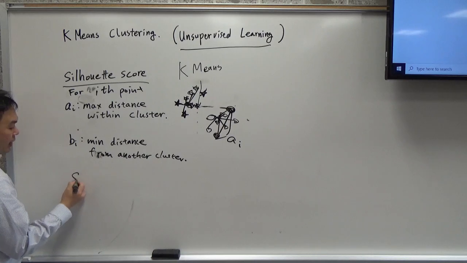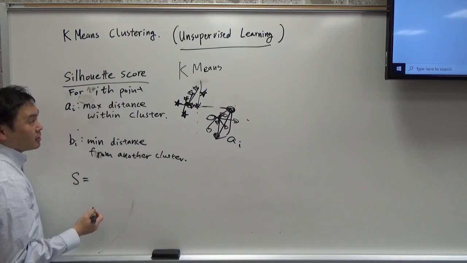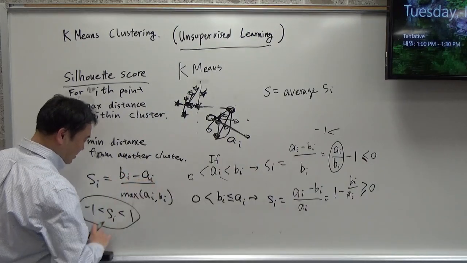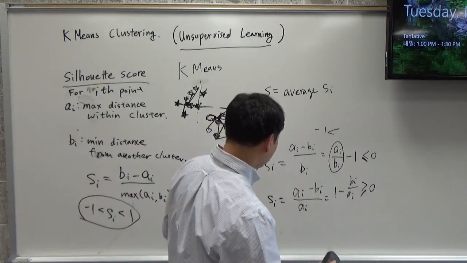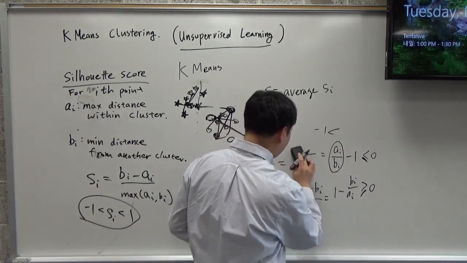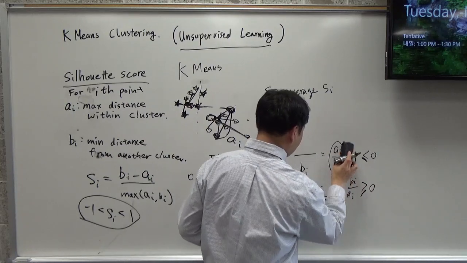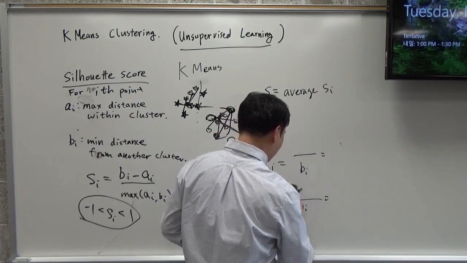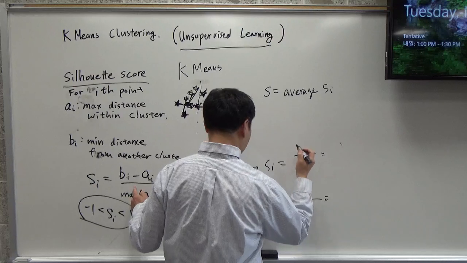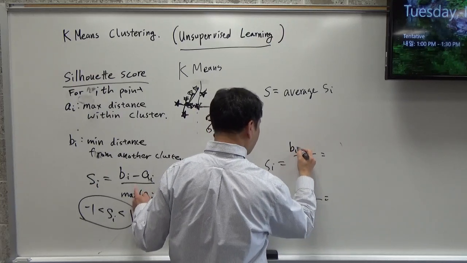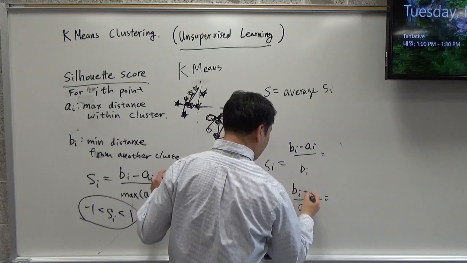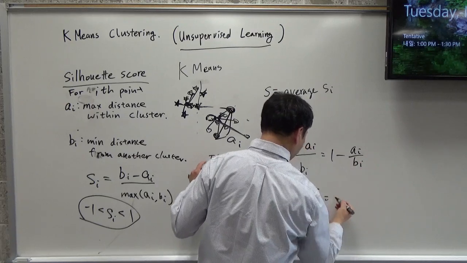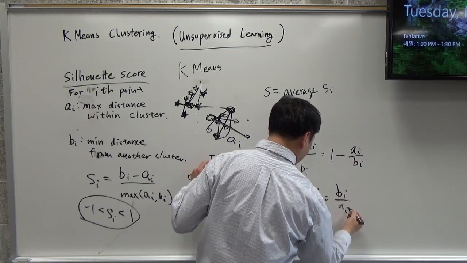And then the silhouette score s is defined as, in this case, b_i minus a_i. Something wasn't right. b_i minus a_i, b_i minus a_i, and 1 minus a_i over b_i, b_i over a_i minus 1.